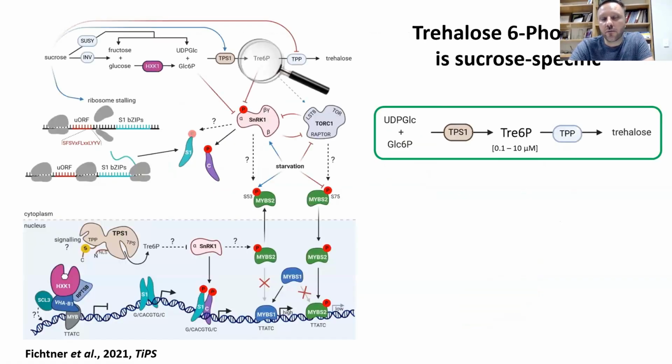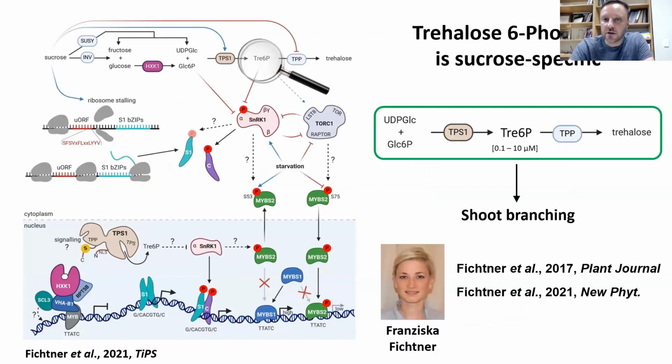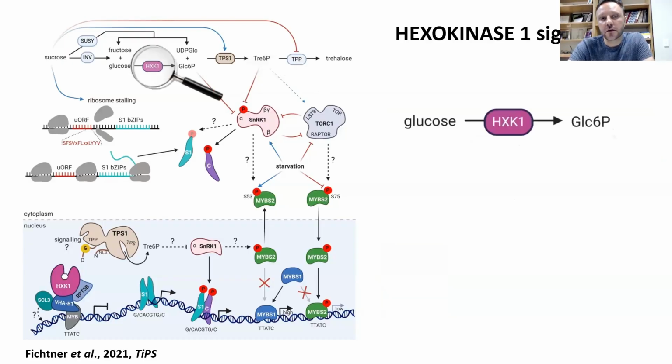So there's an obvious sucrose signaling pathway which exists in plants, which is mediated by Trehalose 6-phosphate, which acts like a hormone. I'm not going to talk about that today because Francisca already gave several talks about T6P and shoot branching, and her work has shown that T6P can trigger shoot branching in Pea and Arabidopsis. So I'm going to spend a bit more time on hexokinase. So hexokinase is the first enzyme of the glycolysis.